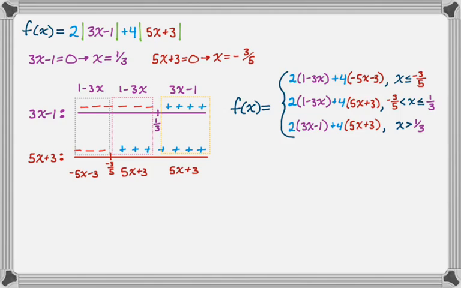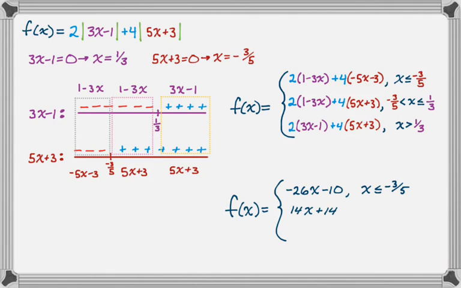Okay, so that's basically it, but you don't want to leave this because it's kind of messy, so I'm just going to simplify all these. I'm not really going to show the work, I'll just write them down here. This one works out to negative 26x minus 10, and that's when x is less than or equal to negative 3/5. The middle works out to 14x plus 14. You have to distribute and collect like terms. That's where these are coming from. And then the final one is 26x plus 10.